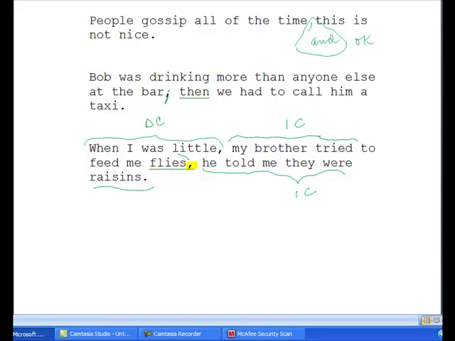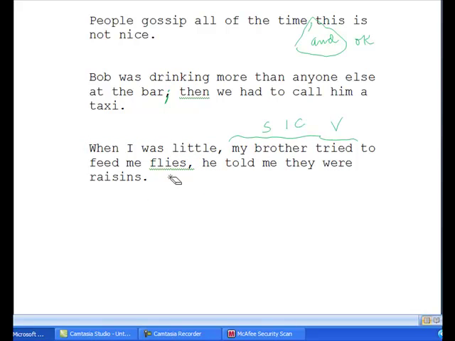My brother tried to feed me flies. Subject, brother, verb is tried. And then here's where the wheels have just completely come off the wagon. We have another subject here and another verb here. And we cannot use a comma ever to splice together two independent clauses. Okay? So let's fix this.